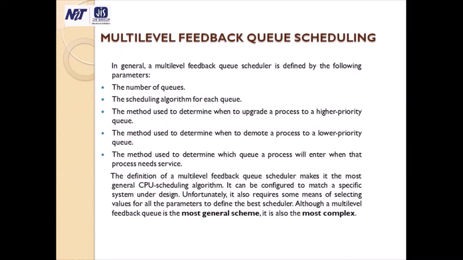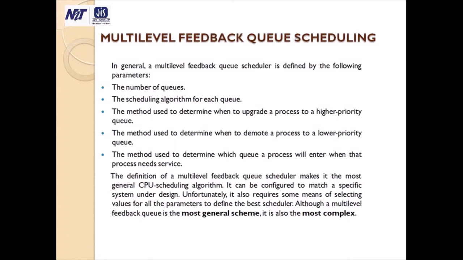Okay, so in general, the multi-level feedback queue scheduler is defined by the following parameters: the number of queues, the scheduling algorithm for each queue, the method used to determine when to upgrade a process to a higher priority queue, the method used to determine when to demote a process to a lower priority queue, and the method used to determine which queue a process will enter when the process needs service.